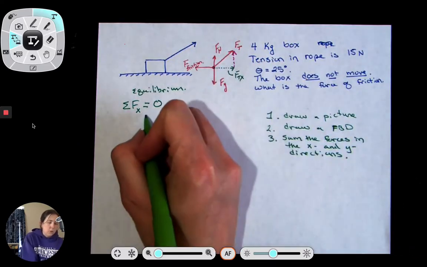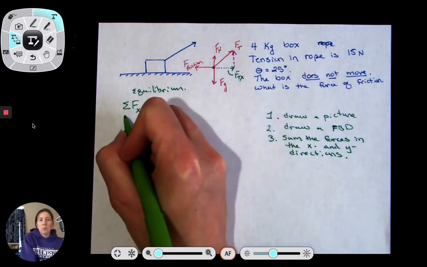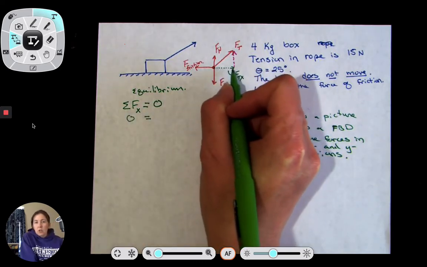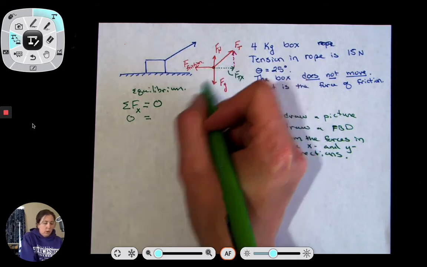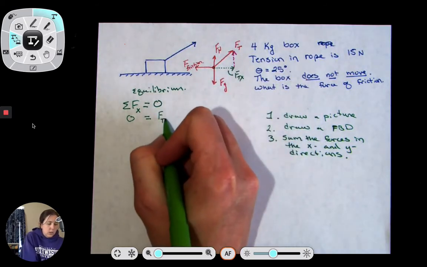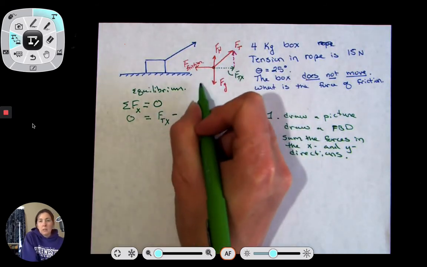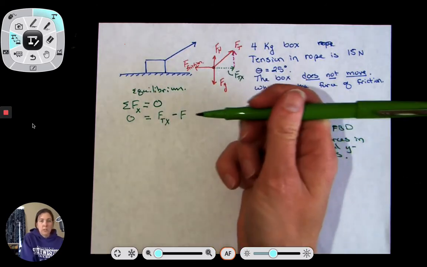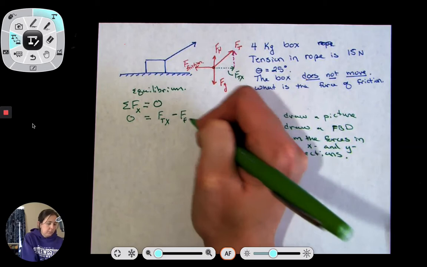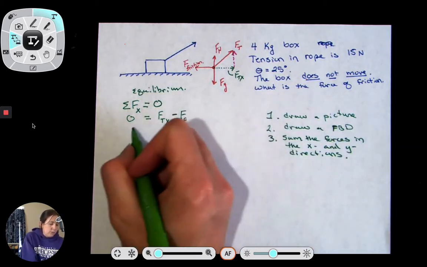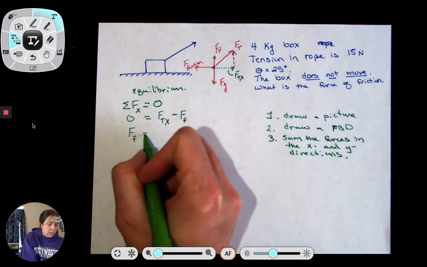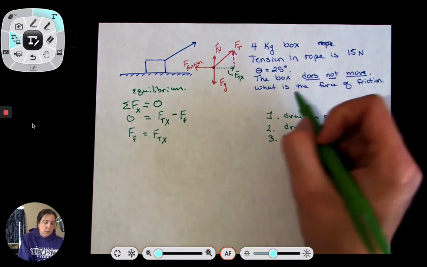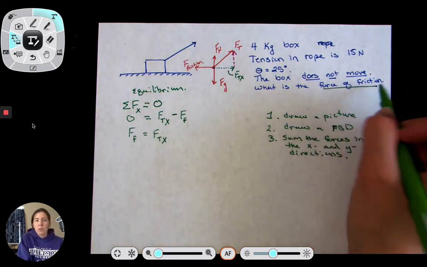Okay, so the sum of the forces in the X direction is going to be equal to 0, and that is this leg of the triangle, the force of tension in the X direction, minus the force of friction, which is the force that's in the negative direction. So the force of friction is going to be equal to the force of tension in the X direction. And this is just asking, what is the force of friction? So we're almost there.